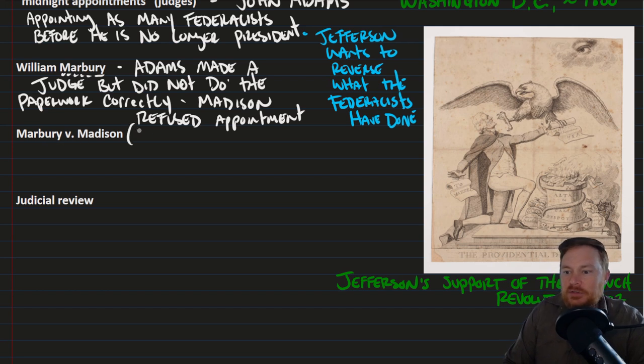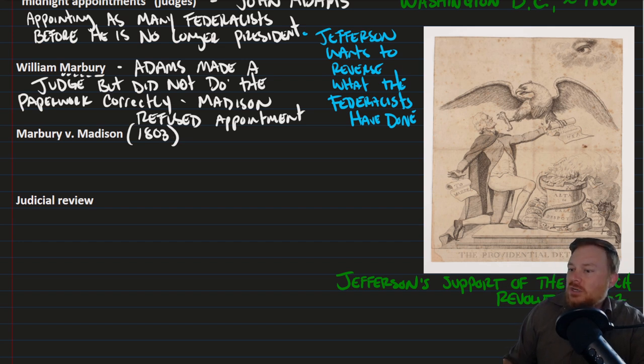What's interesting about this decision, 1803, is that the whole reason why it was brought up really isn't the important part here. Again, Marbury was one of these midnight judges, supposed to be a judge, didn't do the paperwork correctly. Madison comes in, says, no, I don't want you to be a judge. Marbury sues him. That's where the court case comes from.